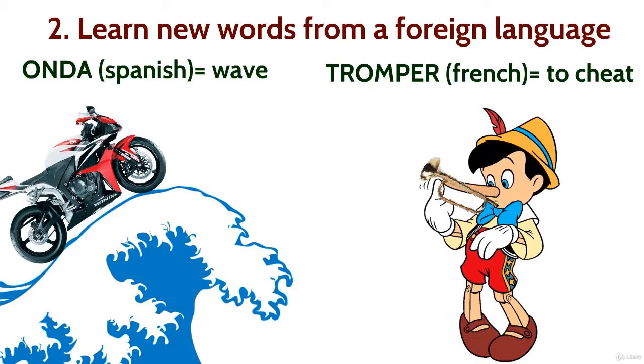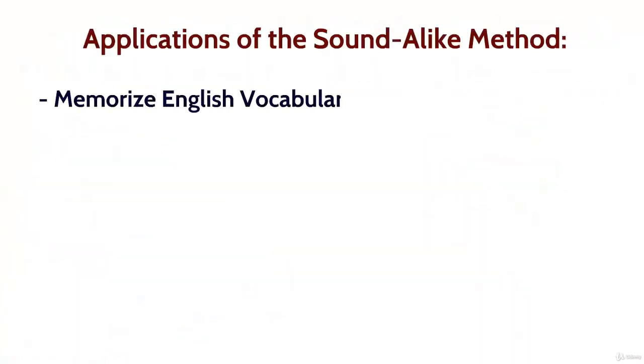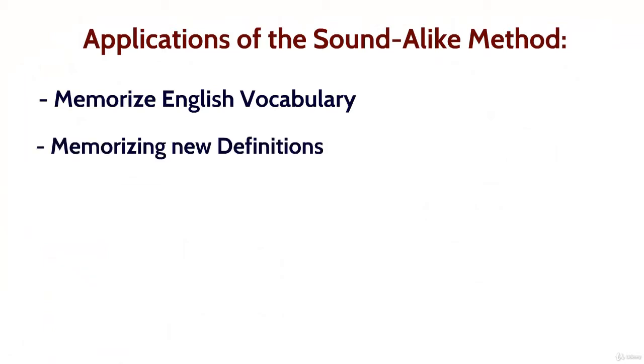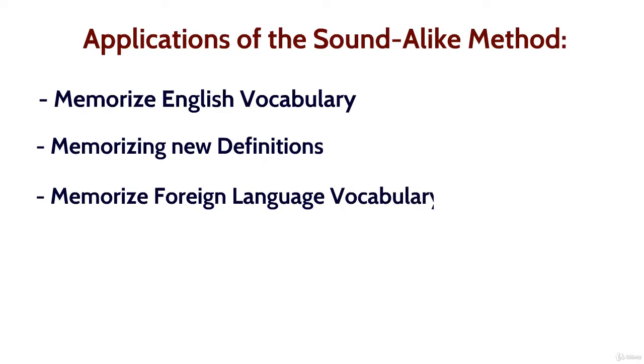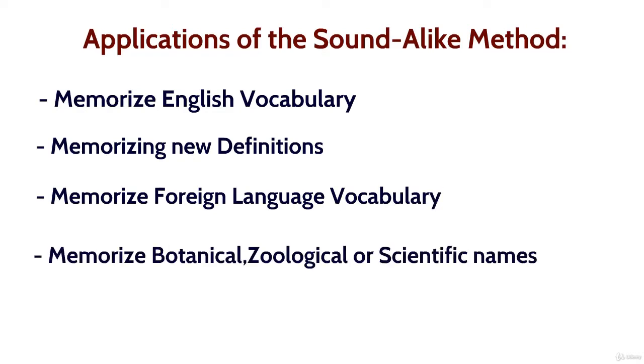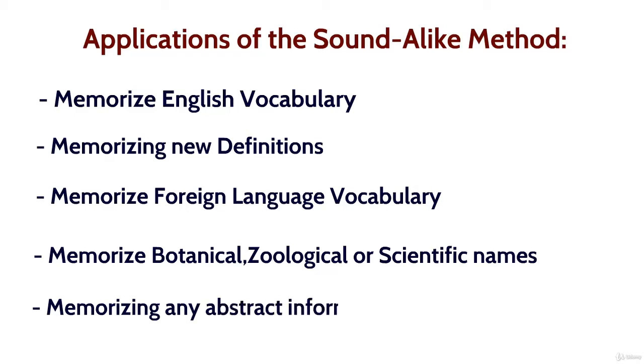Here's another tip. It's not necessary for associations to include all the letters of the given word. It's enough to remember a beginning of words. Usually your brain will fill in the rest. The main applications of the sound-alike method are to memorize English vocabulary, memorize new definitions, memorize foreign language vocabulary, memorize botanical, zoological, or scientific names, or memorize any abstract information.